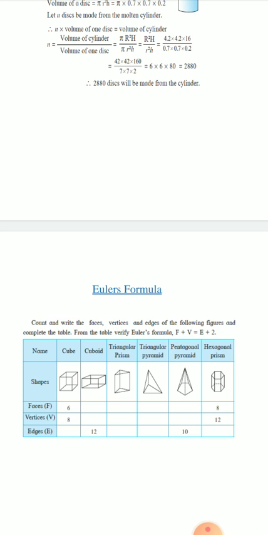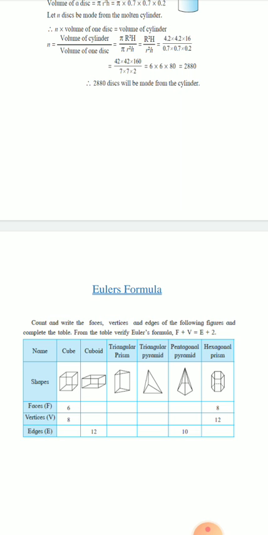And the second shape is a cuboid. Again, see, cube and cuboid are the same things, only the difference is that length, width, and height are different. So if I want to know faces or vertices, these are the same. 6 faces are also there for a cuboid, and 8 vertices are also there for a cuboid. We can just check it and cross verify the formula.